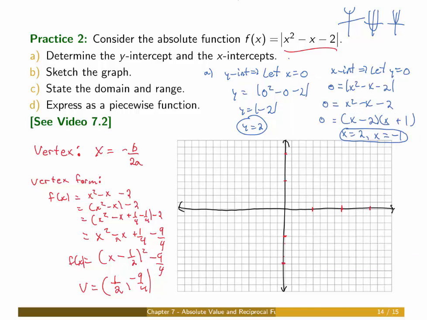Oh, you stupid thing. Switch to blue. Okay, that's where the vertex is.